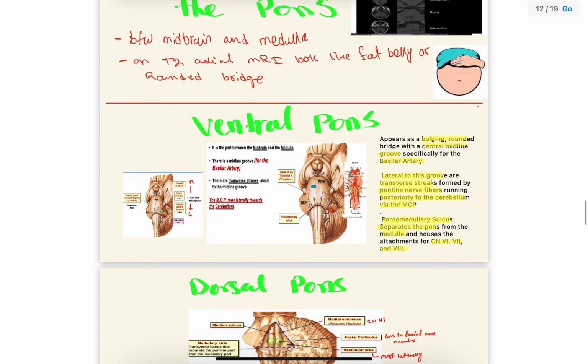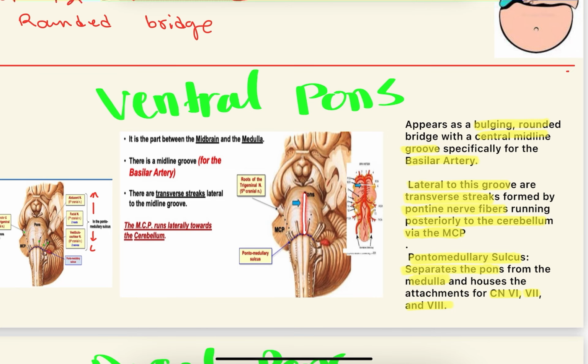So let's go back again. I said I have this groove, and then lateral to the groove I will have these transverse streaks that are formed by the pontine nerve fibers. They're going like this, posteriorly, to the cerebellum. How are they going to the cerebellum? They're passing through the MCP. I hope it's clear. So again, I have a midline groove, and then lateral to it the pontine nerves forming these transverse streaks. These nerves are going back to the cerebellum via the MCP.